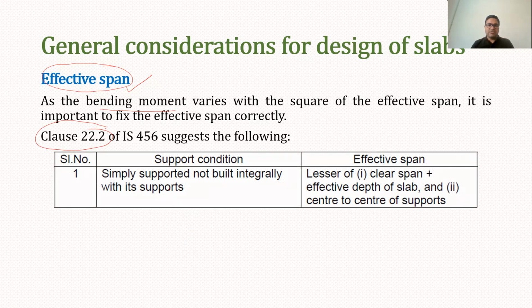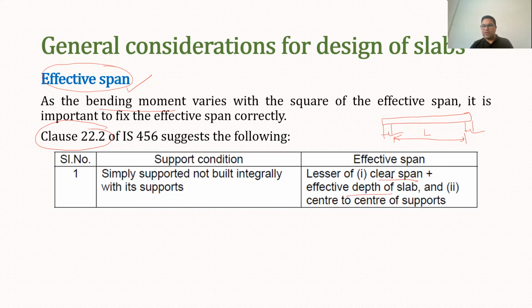And in this, if we have simply supported slab, it will be simply like this. If this is a slab and it is supported on, say, walls. So in that case, what should be the effective span? This will be known as the clear span. So clear span I'm referring as L, and effective span will be the lesser of clear span plus effective depth of slab.